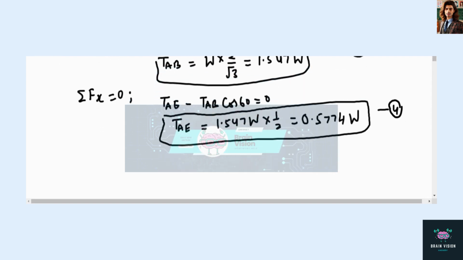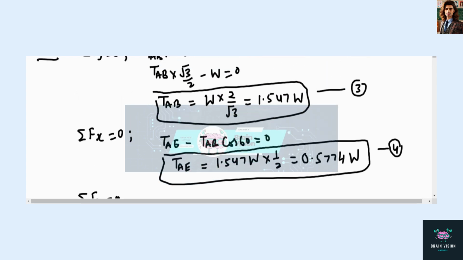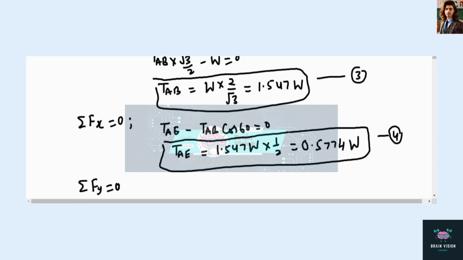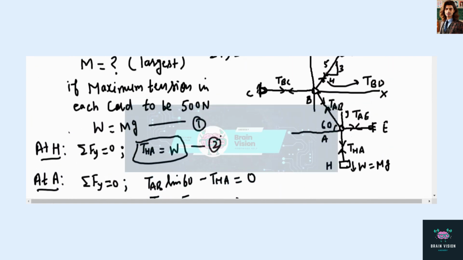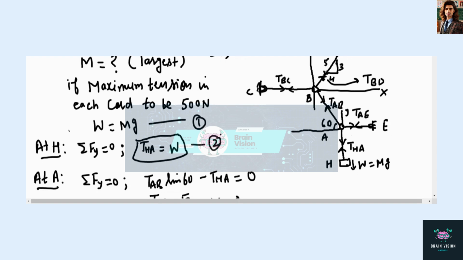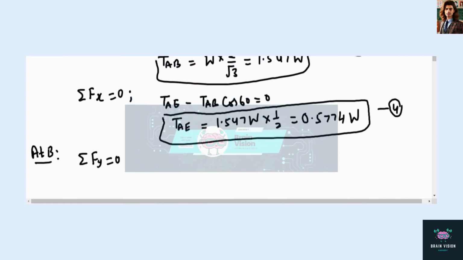Now summation of all forces along y-axis must be 0 at point A. That already we have done. Extremely sorry. Now we have to do at B point. Summation of all forces at B point must be 0. So summation of Fy must be 0. Let us see here what forces are acting at B. Tension in BC, tension in BD, and tension in BA or AB you may call. So resolve this force along y-axis and this force along y-axis, and that must be 0.